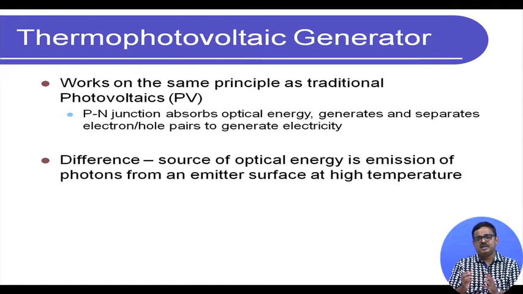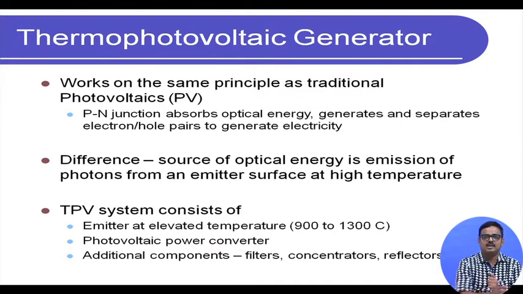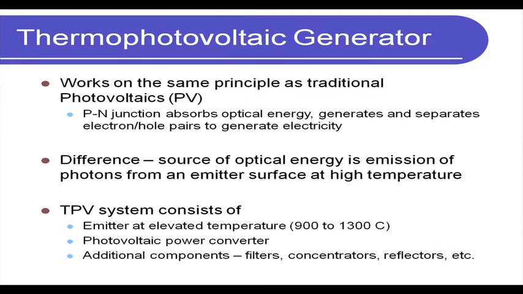So, what is emitted, unlike electrons in thermionic, in this case the emitter surface emits photons, okay, or packets of light energy. So, at high temperature, a TPV system or thermophotovoltaic generator system, therefore, at a minimum consists of an emitter which is at an elevated temperature. So, I have shown a range of temperature which typically works in the infrared region. So, you need an emitter which is heated to an elevated temperature and has the properties where at those temperatures it can emit photons. And then you have a photovoltaic power converter, which is the PV cell, which receives those photons and converts it to electricity.